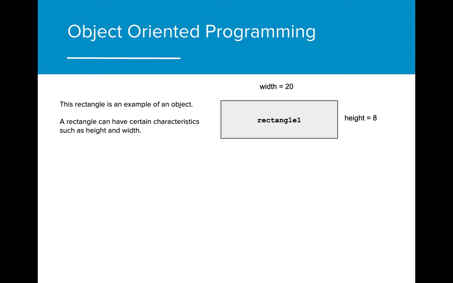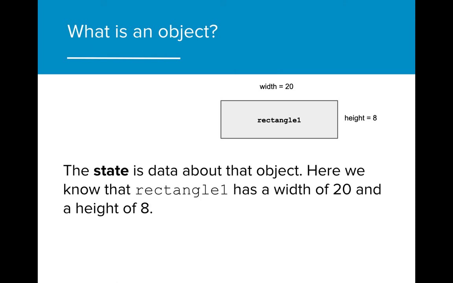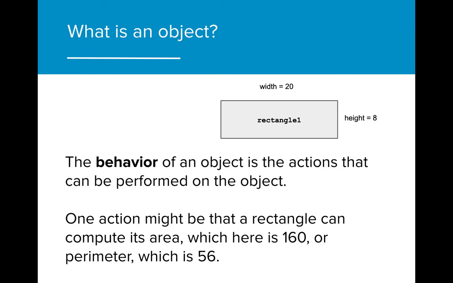Let's say that this rectangle is an object. In order for this to be a rectangle object, it needs to have some attributes or characteristics that provide us with information about the object. In this case, the attributes that we expect the rectangle to have are width and height. A user has defined some information about this rectangle that allows us to store that information. Since this rectangle is an object, it must have a state and a behavior. The state of an object is the data that is associated with the object. In this case, the data associated with the rectangle object is that it has a width of 20 and a height of 8. The behavior of a given object is the actions that can be performed on the object.